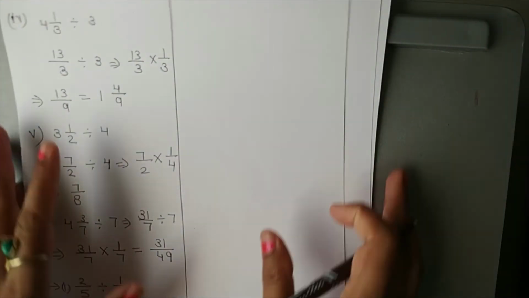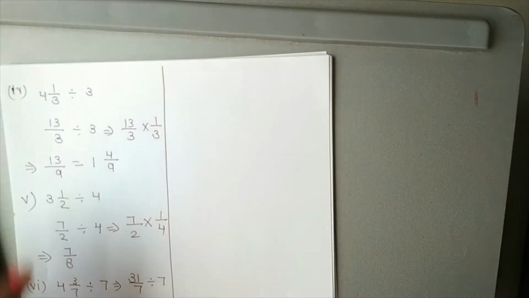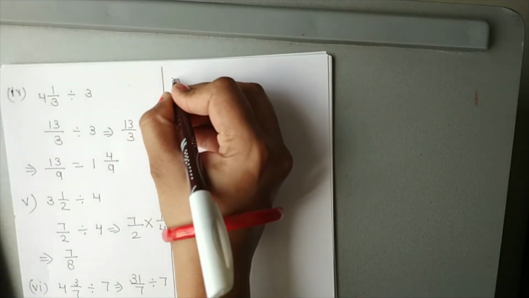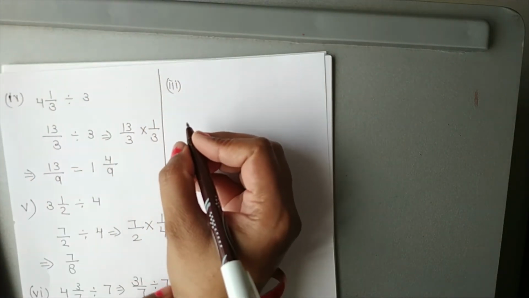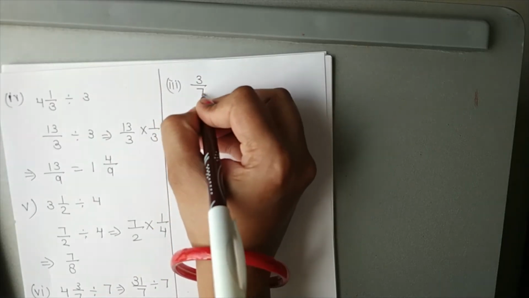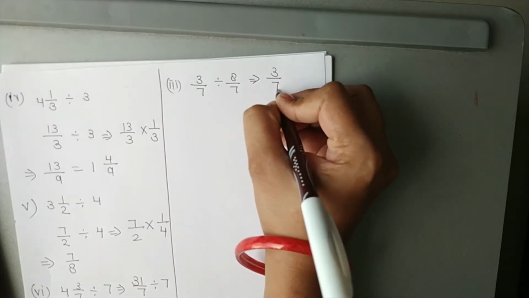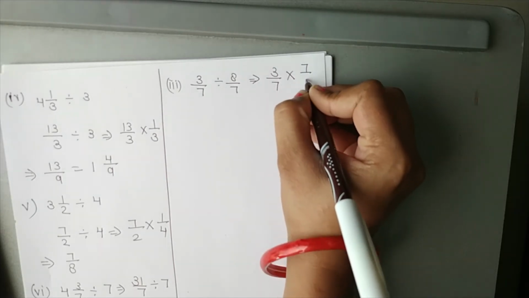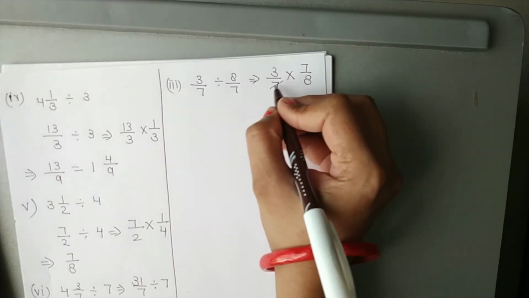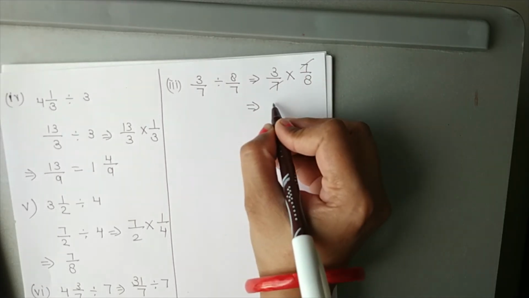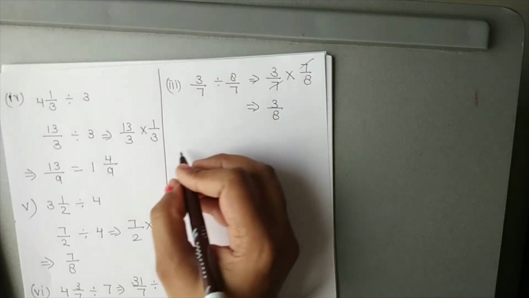Now next question, third one, 3 upon 7 divided by 8 upon 7. So it will be 3 upon 7 is multiplied by 7 upon 8. 7 and 7 will be cancelled, so answer is 3 upon 8.